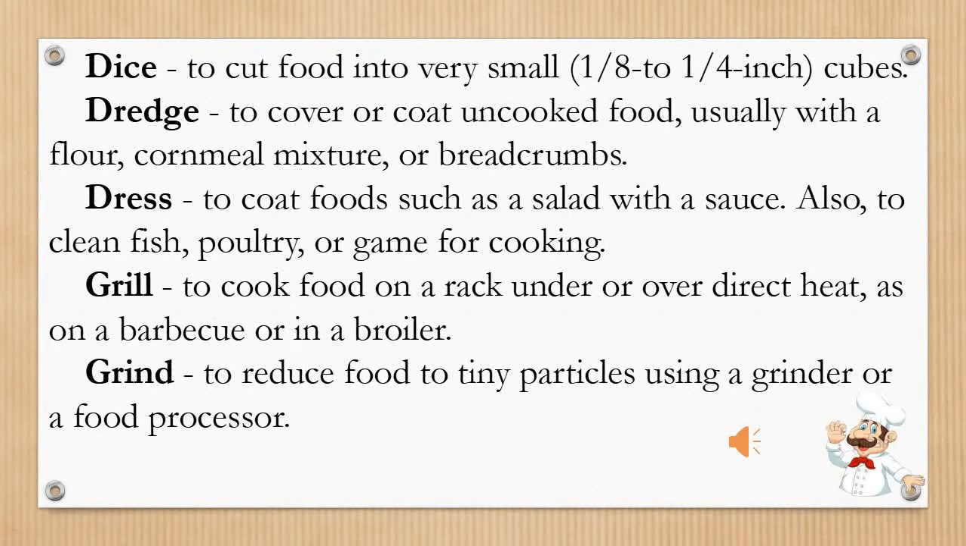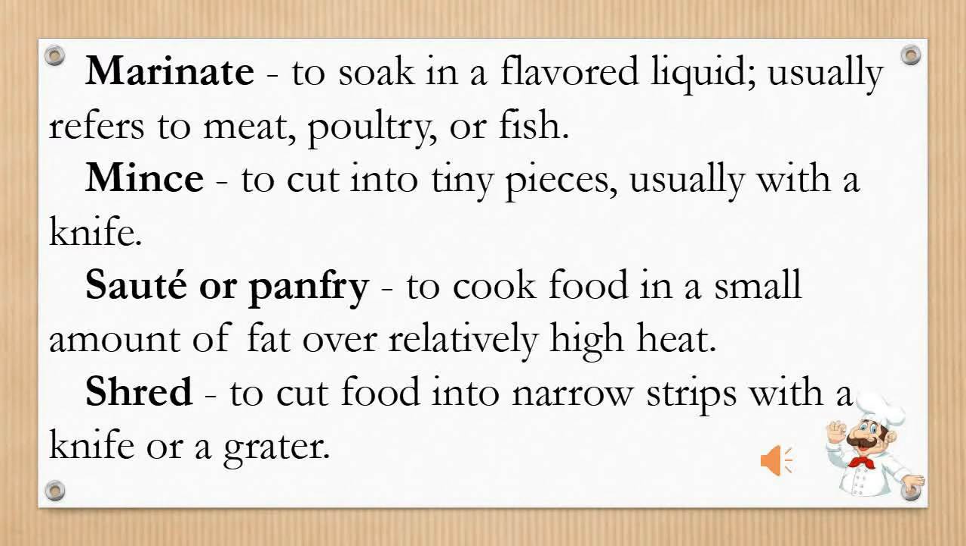Grill: to cook food on a rack under or over direct heat, as on a barbecue or in a broiler. Grind: to reduce food to tiny particles using a grinder or a food processor. Okay, next, marinate: to soak in a flavored liquid, usually referring to meat, poultry, or fish.